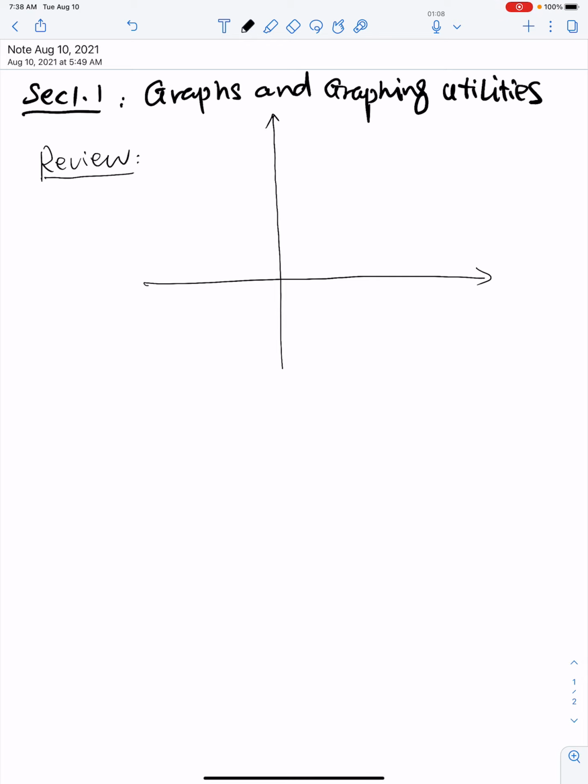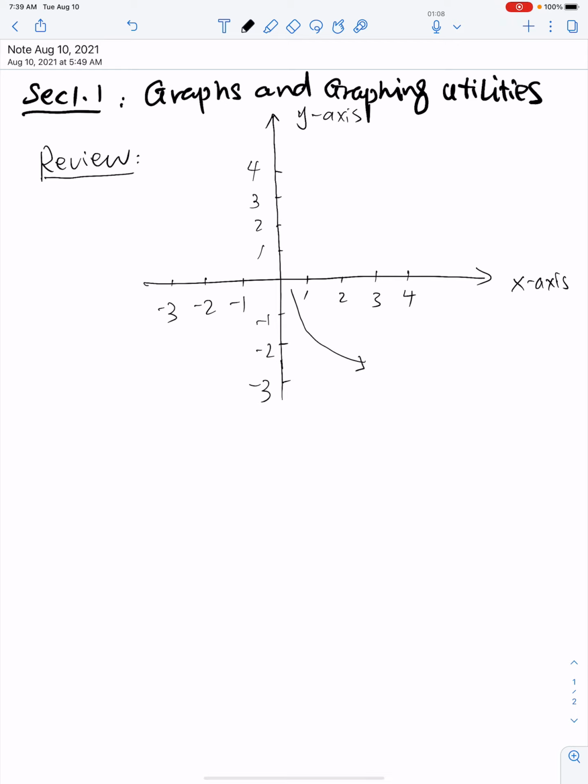And then on the right side, you have positive numbers. Here you have negative. Above, you have positive. Below, you have negative. This one is called the x-axis. This is called the y-axis. And the intersection is called the origin.